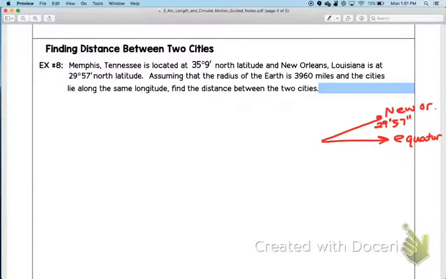And then we have Memphis, let's say up here, at 35 degrees 9 minutes. Oh, I have the wrong tick marks. Single tick marks are minutes. Oops, there we go. All right, so now, what are we looking for?